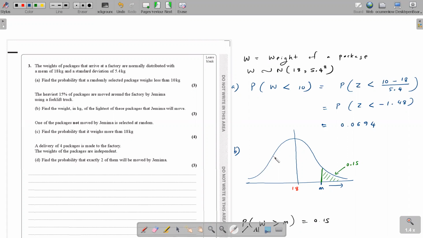Now, actually you need to realize two things here, children. I don't know whether you guys are seeing this. One of the packages not moved by Jemima means they tell you very clearly to take which area. Take the area behind, right? The 85%. So you have to work with the 85% area. You can't work with the full probability. You can't work with the full normal distribution. You are only allowed to use the 85%.